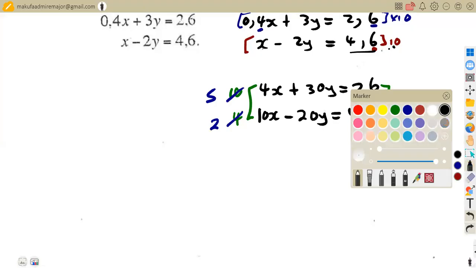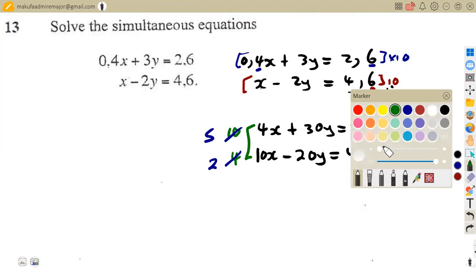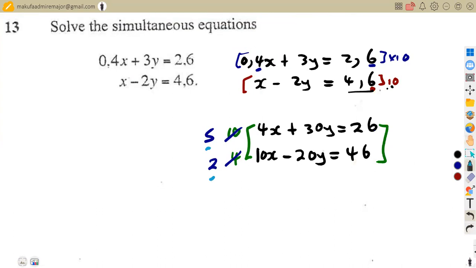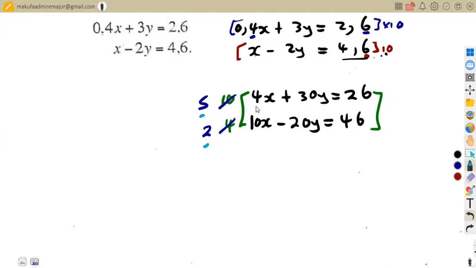The part where we multiplied by 10 and 10 was for us to remove the commas that we see there. But now we are multiplying by this 5 and this 2. This time it is to eliminate the part of x, to make sure that these two terms are the same. That is the idea now.